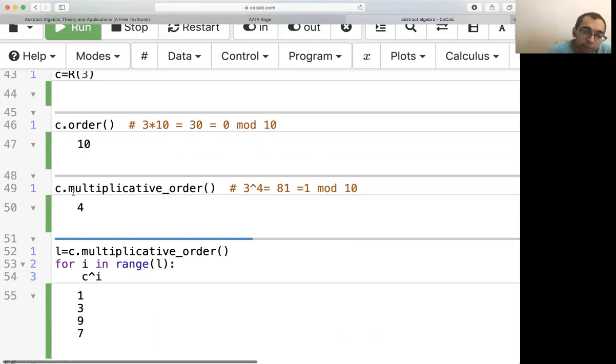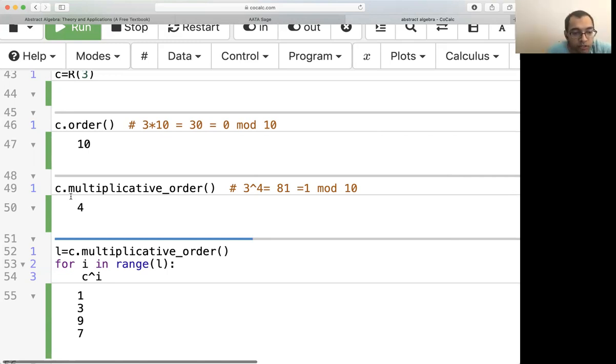Then if you want the multiplicative order, then there's the command multiplicative underscore order, which again, I found by typing C, typing the dot, and then hitting tab, and then there's a whole slew of options. And multiplicative order is 4. Why is multiplicative order 4? Because it's asking how many times you have to multiply 3 by itself to get 1 mod 10, to get a number that's 1 more than a multiple of 10. Well, 3 to the 4th is 81, which ends in a 1, and that's the smallest positive power of 3 that ends in a 1.